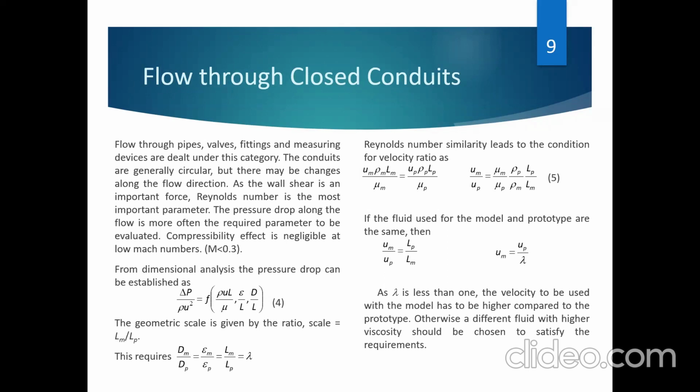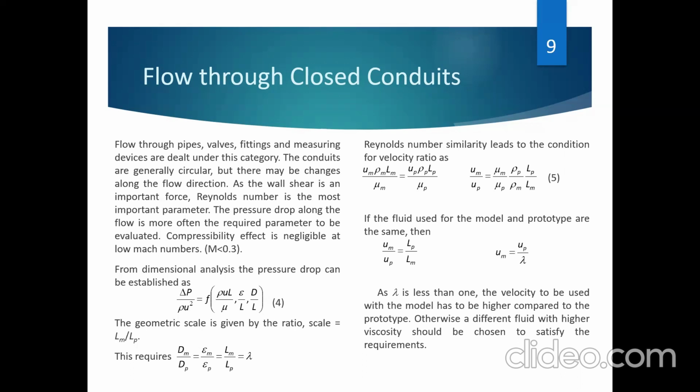Ito. Flow through pipes, valves, fittings, and measuring devices are dealt under this category. So the conduits are generally circular, but there may be changes along the flow direction. As the wall shear is an important force, Reynolds number is the most important parameter. Mas mga flow. The pressure drop along the flow is more often the required parameter to be evaluated. Compressibility effect is negligible at low Mach number. So M is less than 0.3. For dimensional analysis, the pressure drop can be established as delta P over rho U squared is equal to F of, ibig sabihin, function of rho U L over mu, then E over L, then D over L.